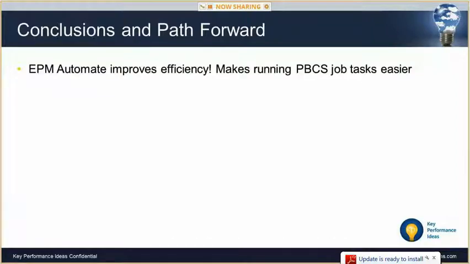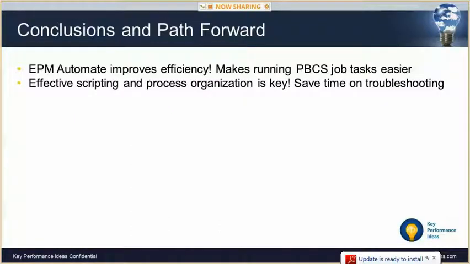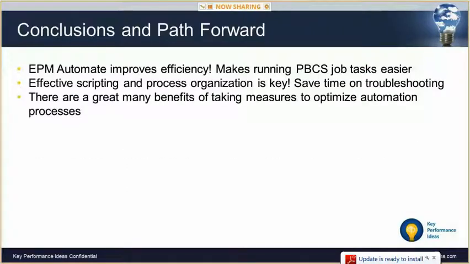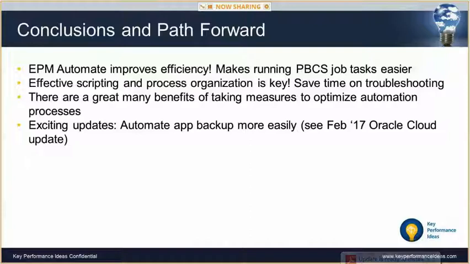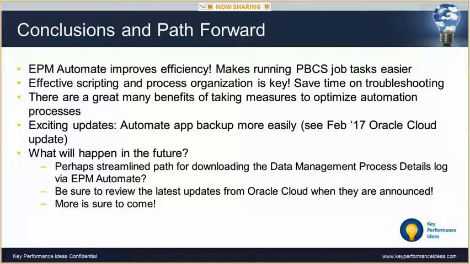So just wrapping it up further, conclusions and the path forward. EPM Automate improves efficiency. It makes running PBCS job tasks a lot easier. Effective scripting and process organization is the key to save time on troubleshooting. And there are a great many benefits to taking measures to optimize your automation processes, as we talked about: the folders, the scripting, etc., the logging, and then enhancing your scripting to accommodate the logs and archiving, things like that.